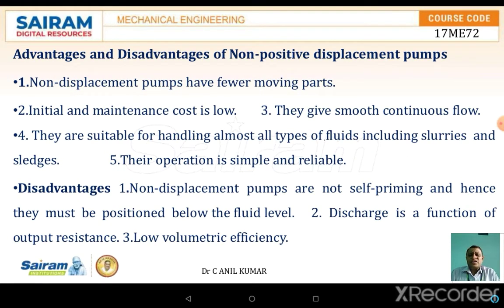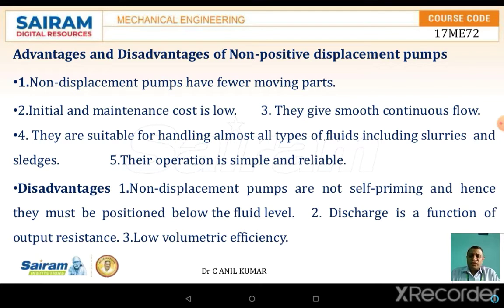The advantages as well as the disadvantages with respect to the non-positive displacement pump. The first we are discussing is the advantages. The non-positive displacement pumps have fewer moving parts. The initial cost as well as the maintenance cost is very low. They give a smooth and continuous flow. They are suitable for handling almost all types of fluid, including slurries and sludges.